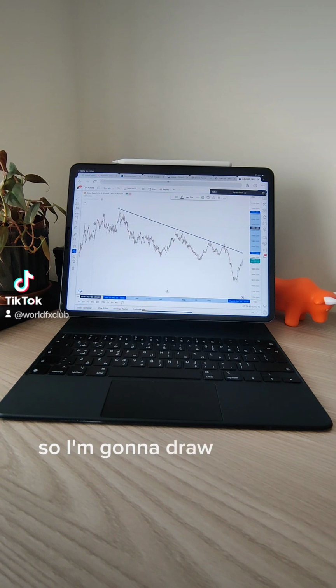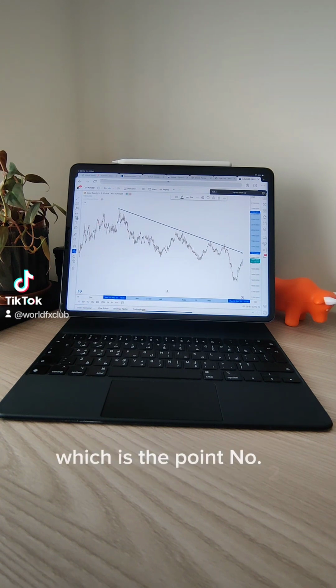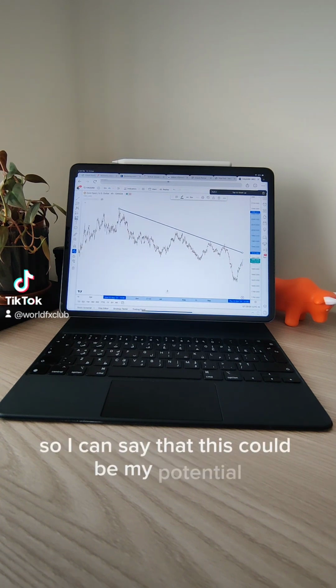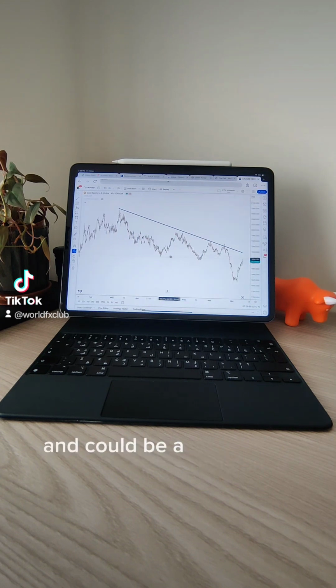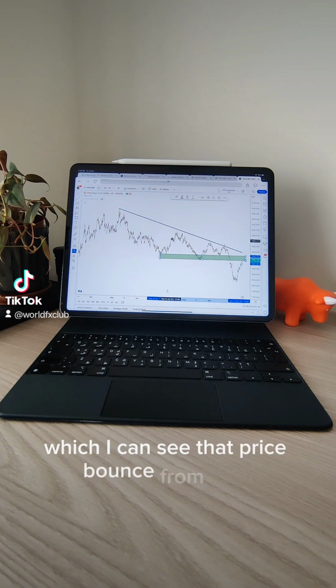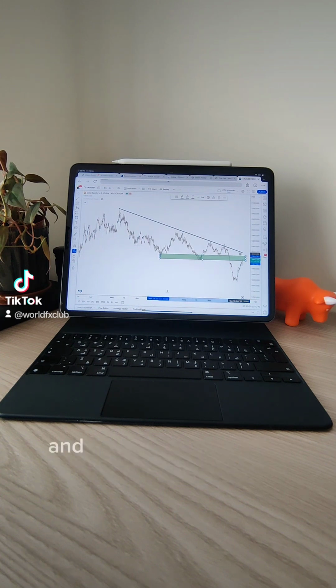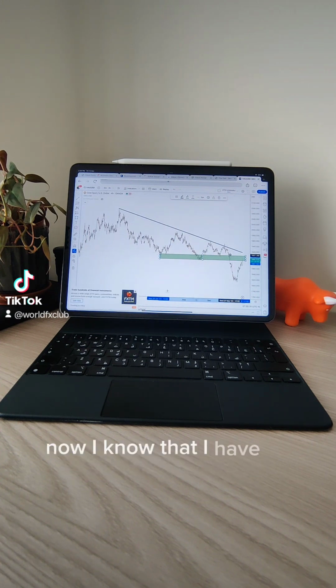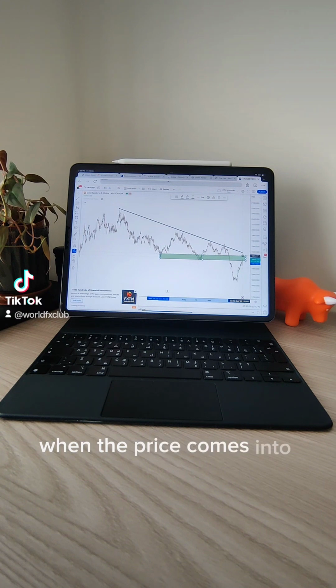So I'm going to draw support and resistance areas, which is the point number 2. So I can say that this could be my potential support area and could be a resistance zone as well, right? There is an area here where price bounced from here and then a little bit of here, and then price is coming back to this area once again, which could be a potential resistance zone, right? Once I have drawn this, now I know that I have to take a decision when the price comes into this box, right?